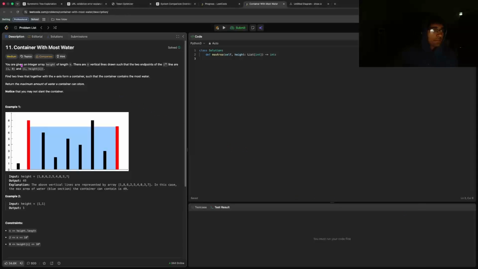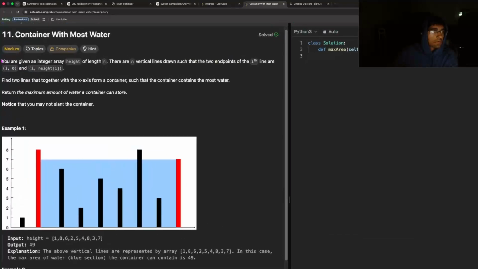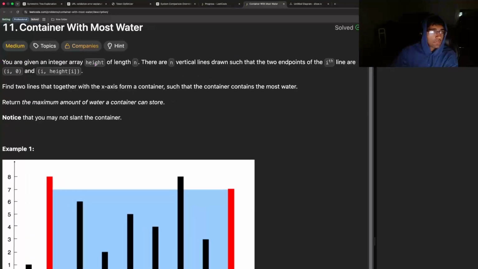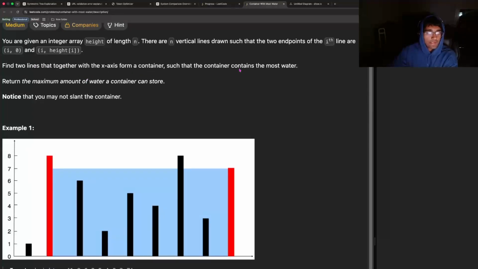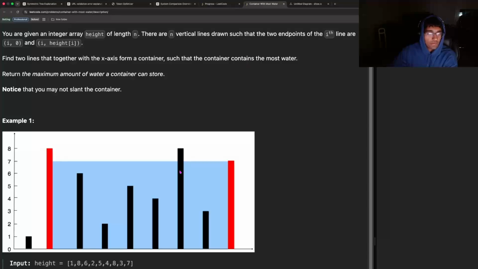So today we'll be doing LeetCode 11, Container With Most Water. You're given an integer array height of length n. There are n vertical lines drawn such that the two endpoints of the ith line are (i, 0) and (i, height[i]). Find two lines that, together with the x-axis, form a container, such that the container holds the most water. Return the maximum amount of water a container can store.